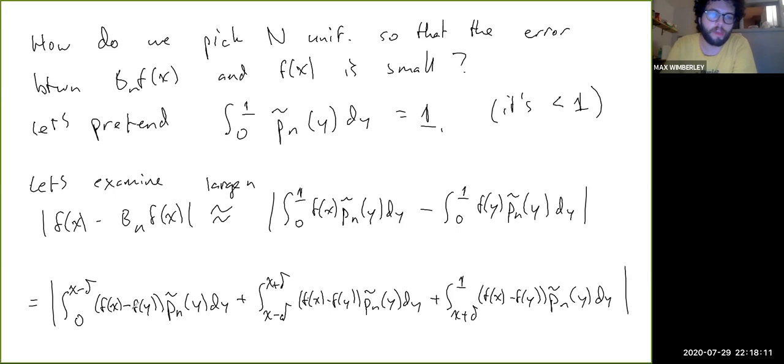Out here, we can't force f(x) minus f(y) to be close to 0 because y is not actually close to x, right? In these integrals, y itself is not close to x, because y is only staying outside the interval from x minus delta to x plus delta. So the point is that I'm forcing these to be small by making Pn tilde itself very, very small for these integrals, and the total integral of Pn tilde over both of these intervals is very small, okay?